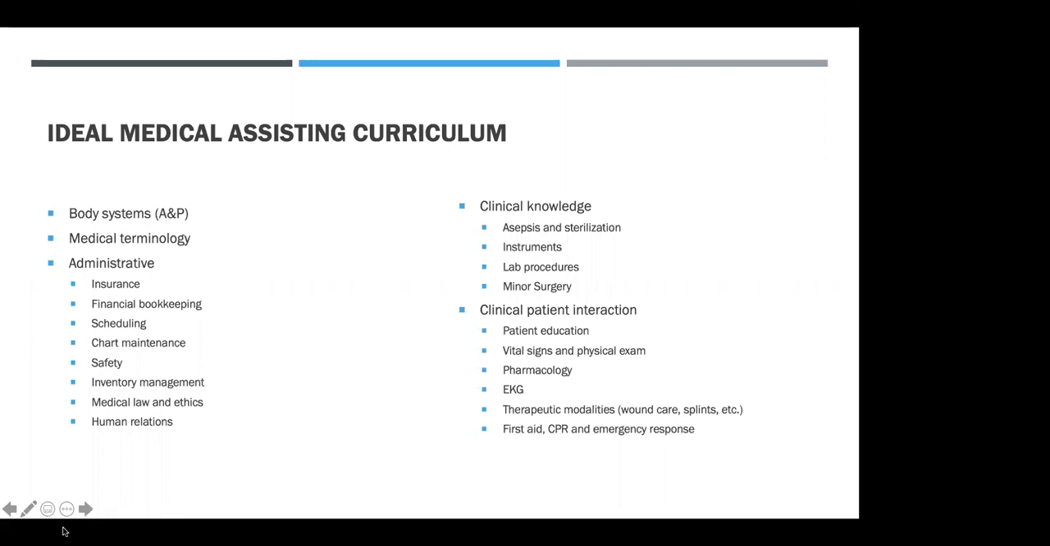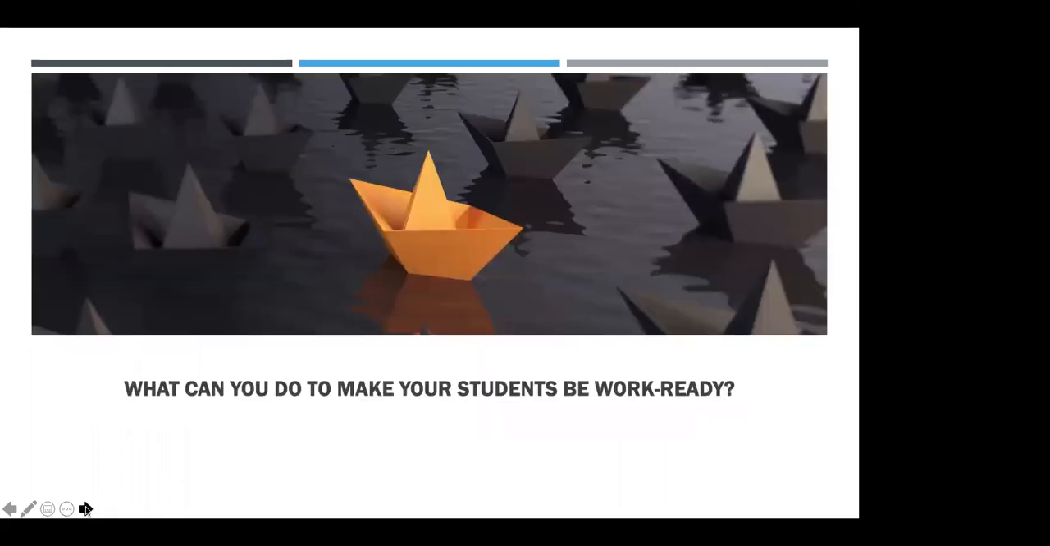Next slide, please. Okay, so what can you in particular do to make your students be work ready and really kind of stand out among everyone else that is competing for a job? I've got a couple of ideas for you. So slide 23, please, the next slide.